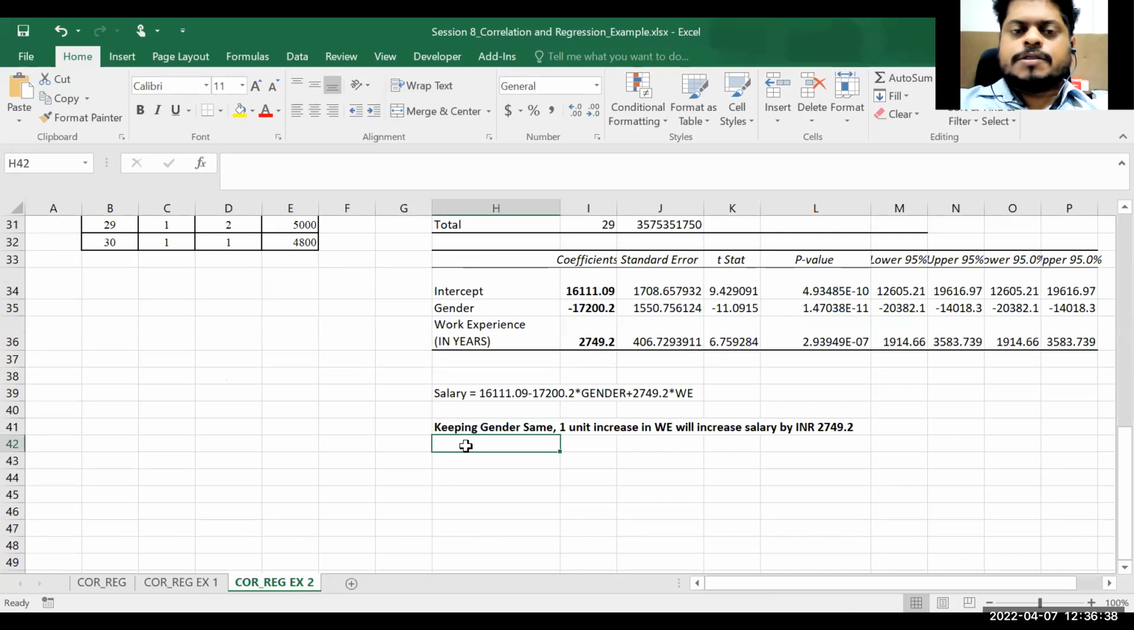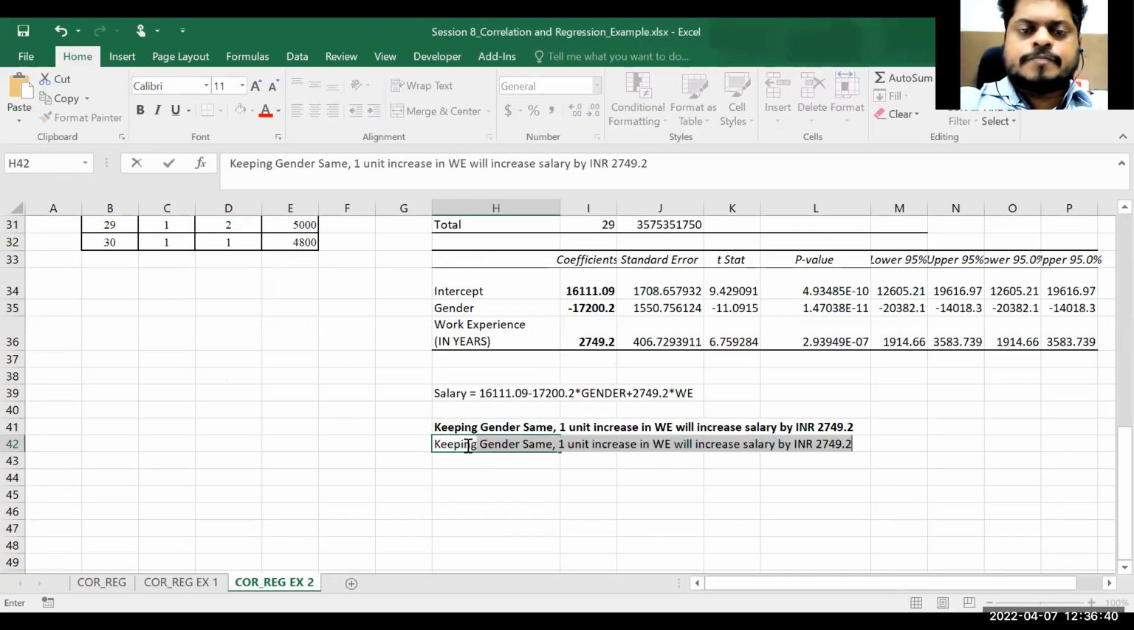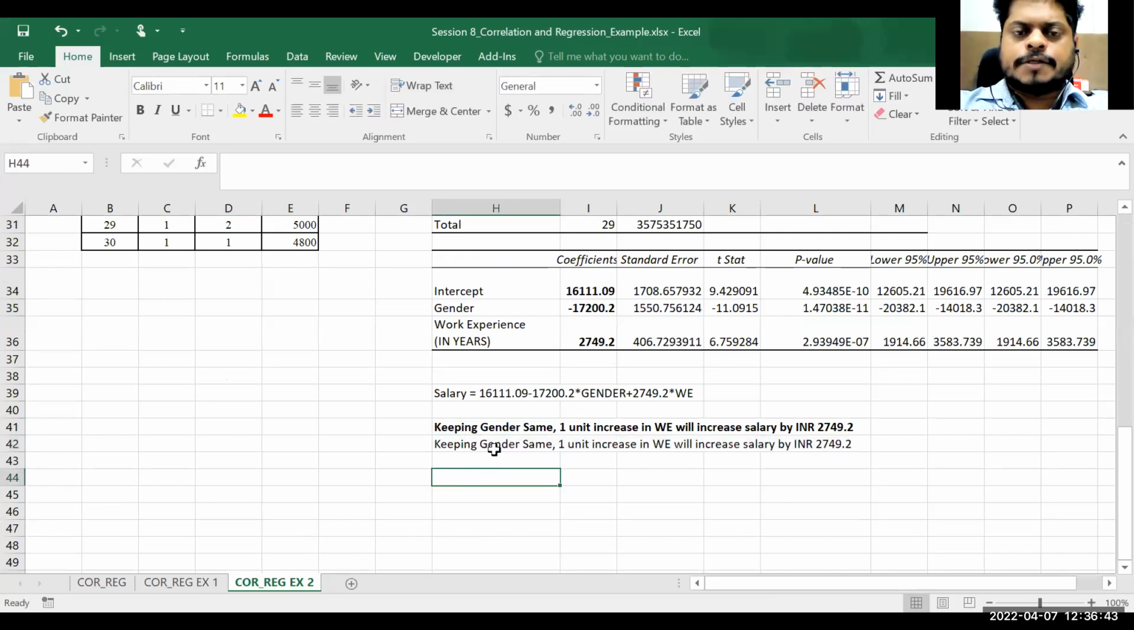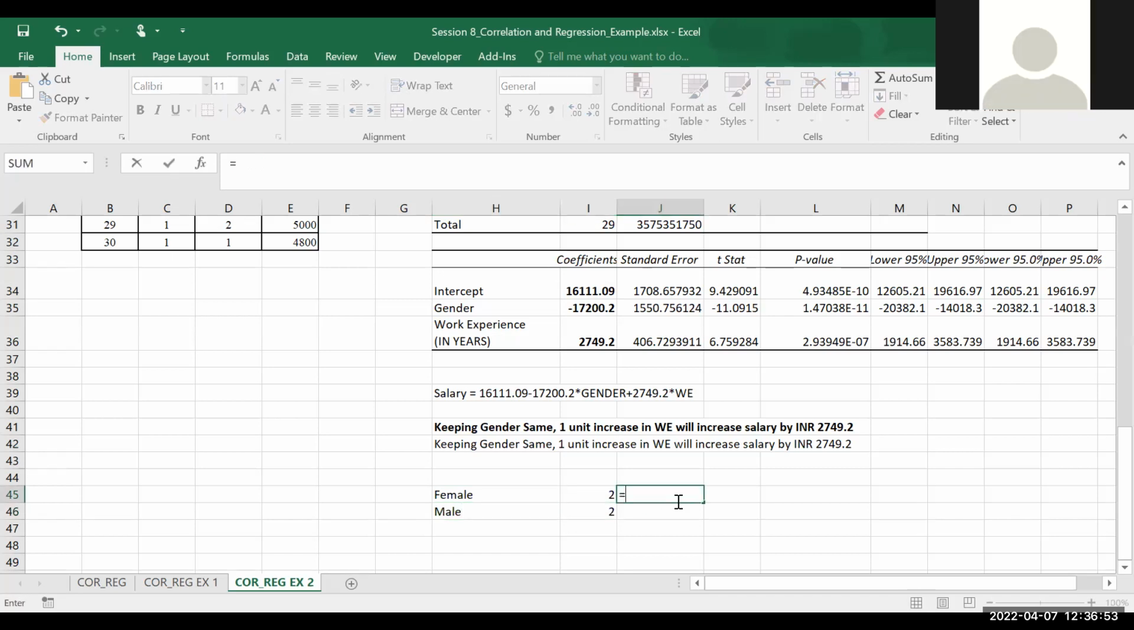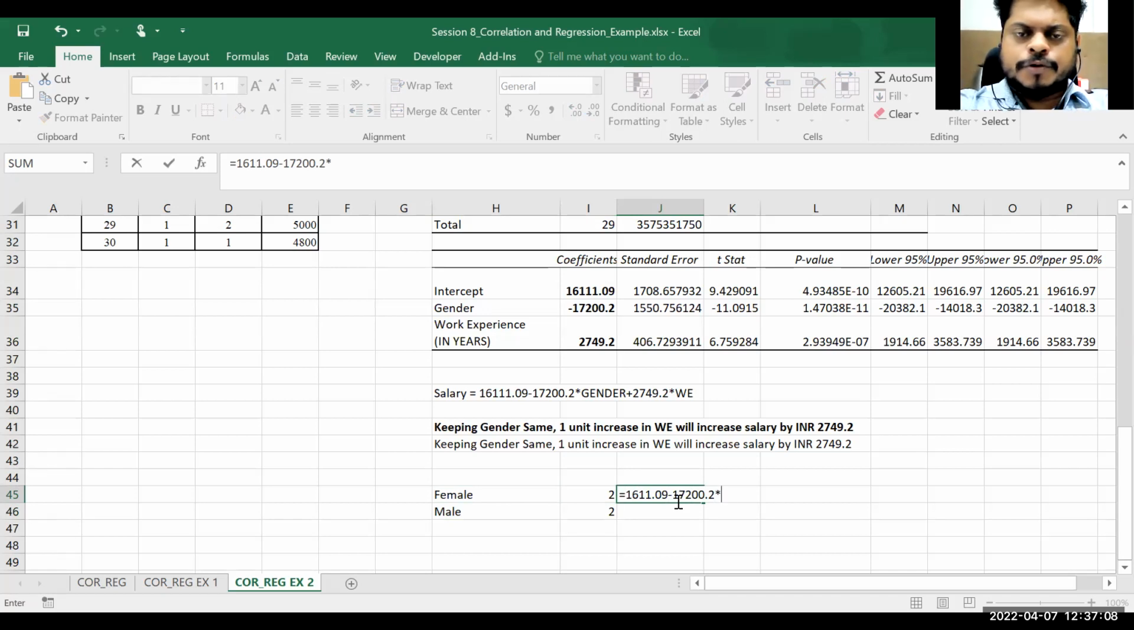So how to interpret this? Keeping work experience the same, or let us first write down that equation. I have two employees, one is female, one is male, and both of them have 2 years of work experience. Yes, Arij. Sir, in this case, we are having two categorical variables. If you have more than two categories, can we go for the option of 0, 1, 2, 3? No, you have to dummy code that. I'll show you how to do it.